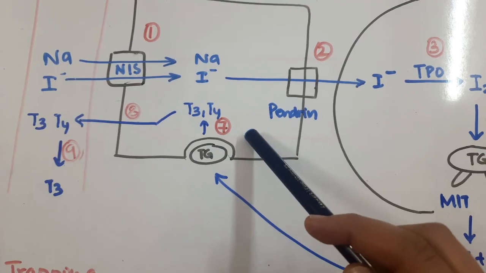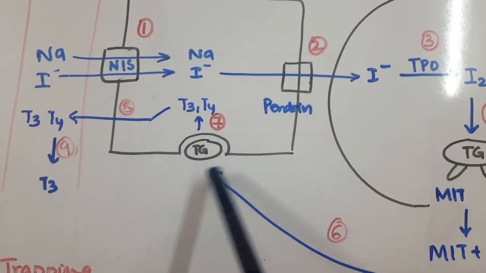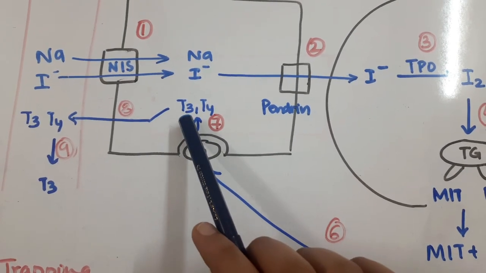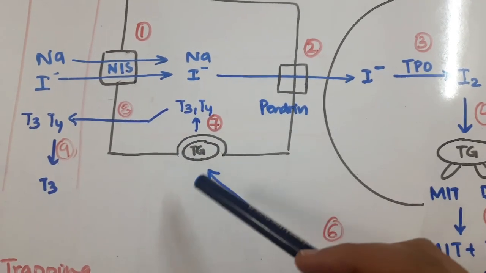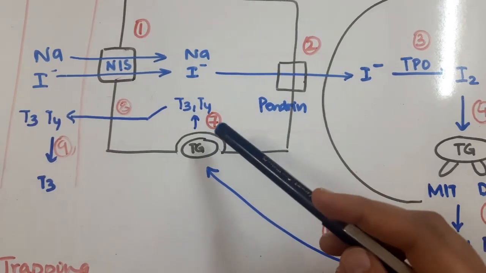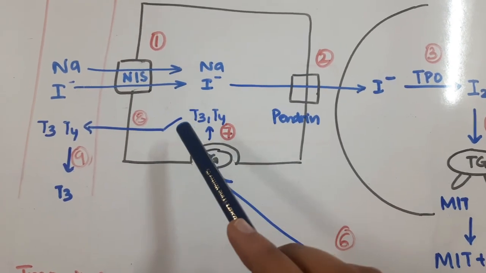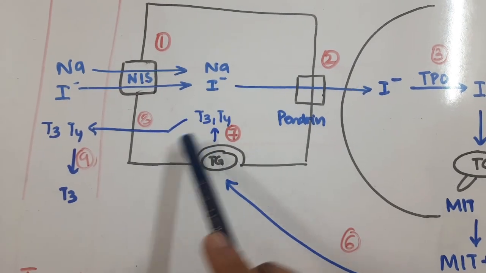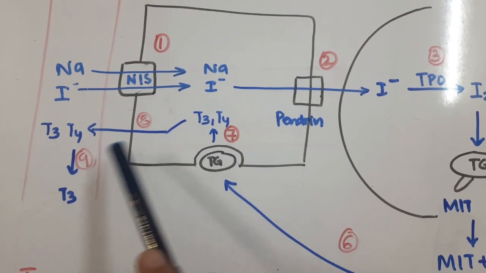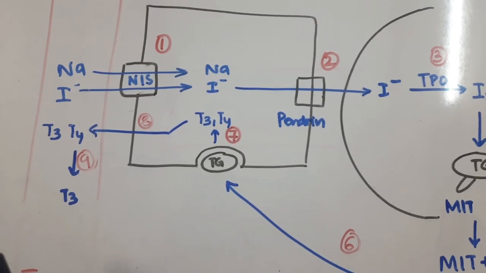In the seventh step, proteolysis of this thyroglobulin will release the thyroid hormones inside the thyroid follicular cell. So the seventh step is proteolysis. Next, when the hormones are required, they are secreted into the blood. So the eighth step is secretion of the thyroid hormones into the blood when the thyroid hormones are required.